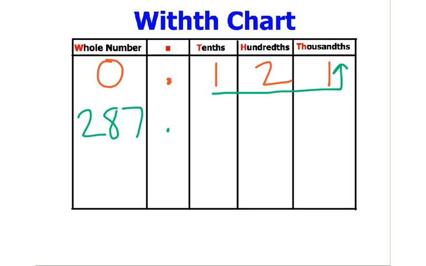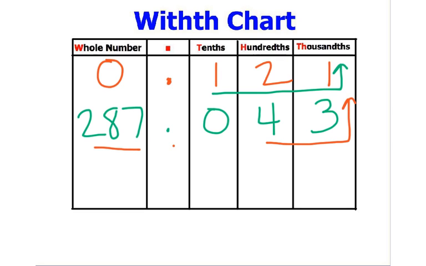Say if I had 287, put our decimal point there, and I don't have any tenths. Then I could say 287 and 43 thousandths.